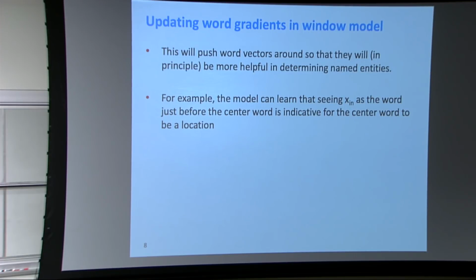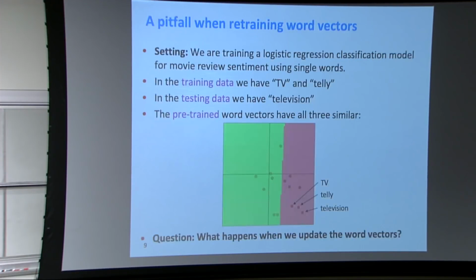So in principle, that's good, and it's a good thing to do to update word vectors to help you perform better on a supervised task, such as this named entity recognition classification. But there's a catch, which is that it doesn't always work. So why doesn't it always work?